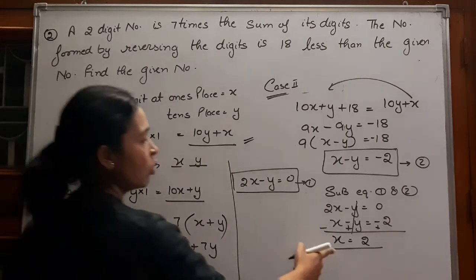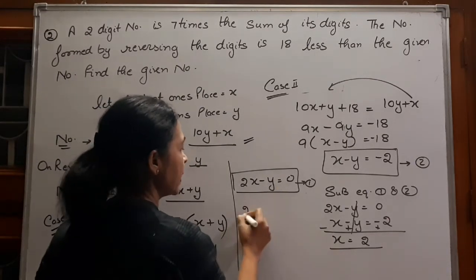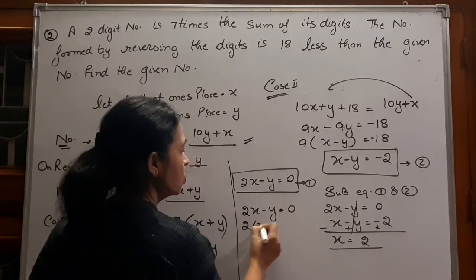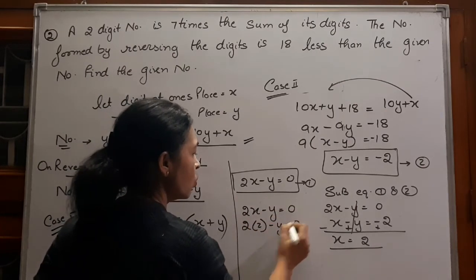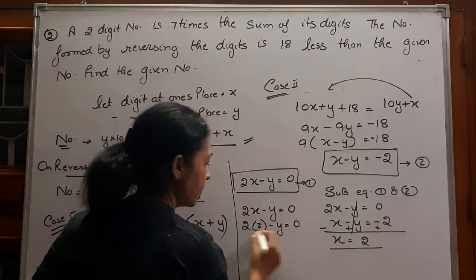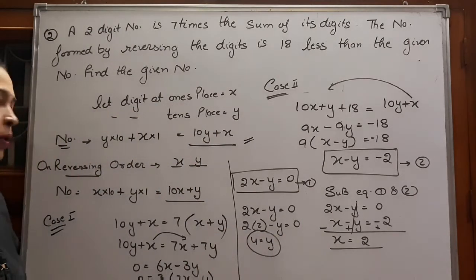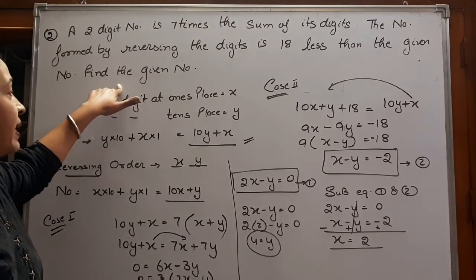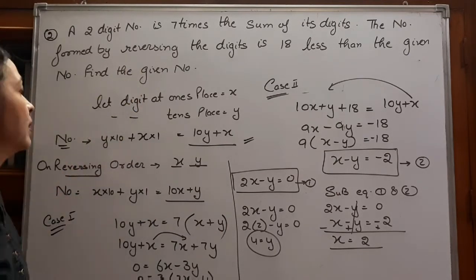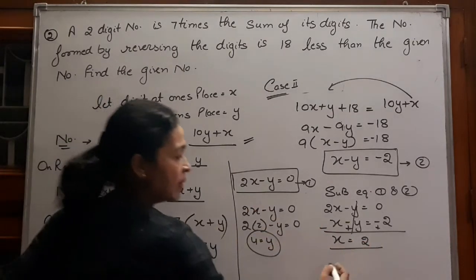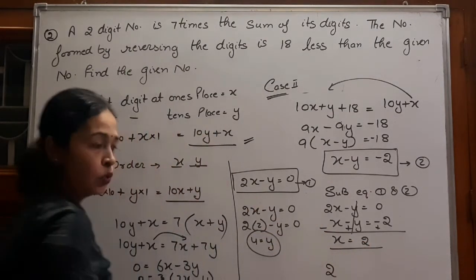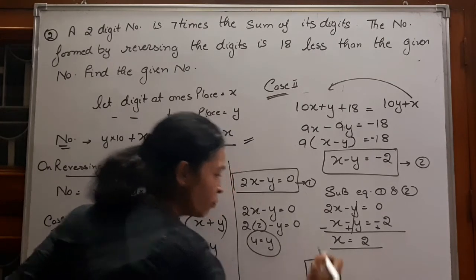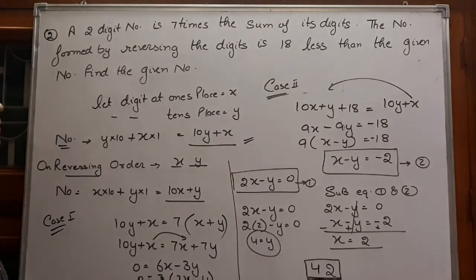Now put the value of x in equation 1. 2x minus y equals 0. 2 into 2 minus y equals 0, and 4 equals y. This is the value of y. But in our answer we have to find the given number. Now at ones place we have 2 and at tens place we have 4. So our number is 42.